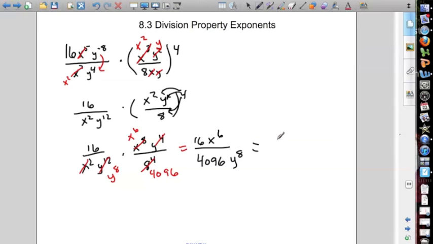16 goes into 16 one time, so I'm left with x to the 6. And 16 goes into 4,096 256 times. And so always check to see if you can simplify those fractions. In this case, I was able to. And so I'm left with x to the 6th power over 256 y to the 8th.